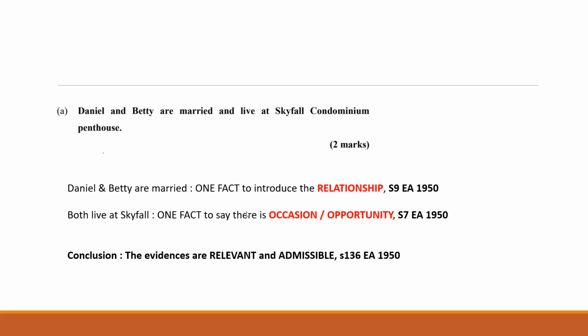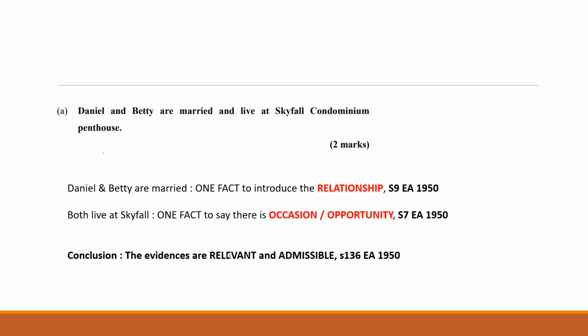One fact here is to say there is opportunity. Daniel was actually together with the victim. So you use section 7 of your Evidence Act to show there's an occasion, there's an opportunity for the accused. That means Daniel is the other, because for a murder to take place it cannot be natural death, isn't it? It must be the act or crime of someone. Push Betty off from the balcony, and then she fell and died. There must be an act, and both of them must stay together, isn't it? So this shows under your section 7.